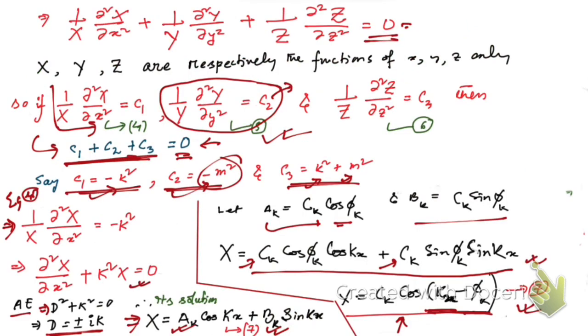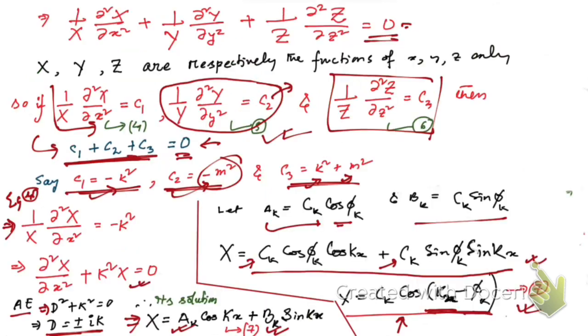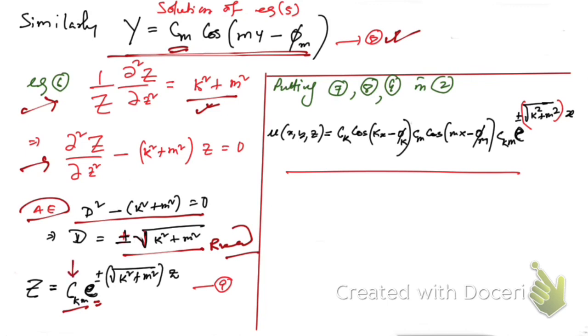Now equation number 6, you can see this equation. This is equation number 6, and the value of c3 is k square plus m square. So here we have c3, right? C3 is equal to this. If you put that, you're going to get this, and this simplifies, and its auxiliary equation is this one. If you solve it, you will get real roots here. If it is real, then some constant into e to the power. I have written this constant as c_km. Previously we used c_k c_m, so I have taken c_km here. Then e raised to the power plus minus root of k square plus m square into z.